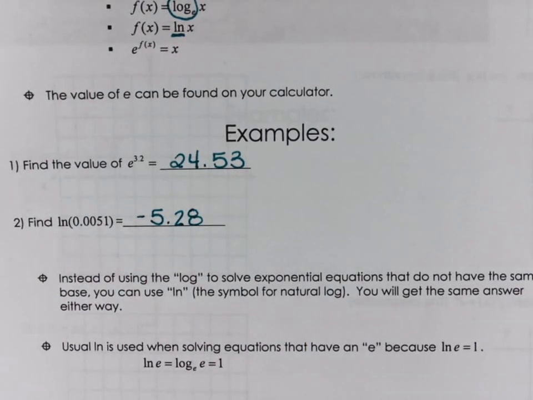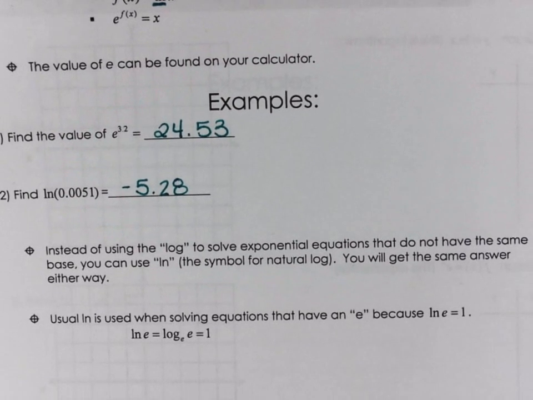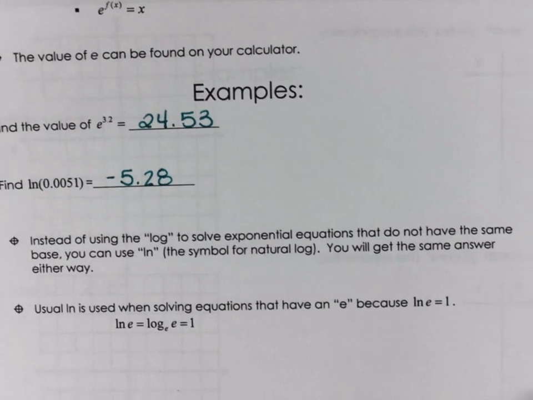All right, so instead of using the log to solve exponential equations that do not have the same base, you can use the ln symbol for the natural log. You'll get the same answer whether you natural log both sides or log both sides. Usually ln is used when solving equations that have e because ln e is equal to 1.